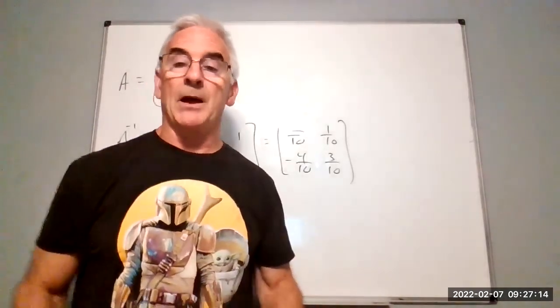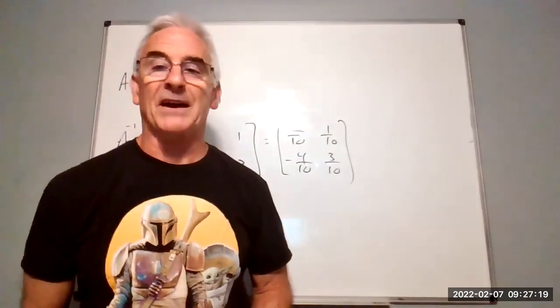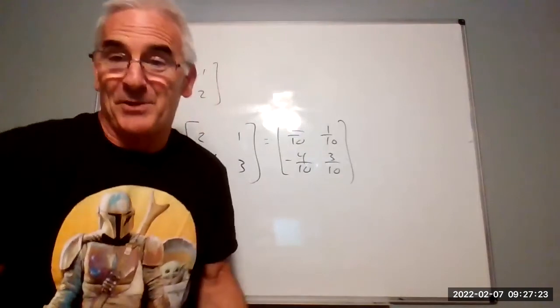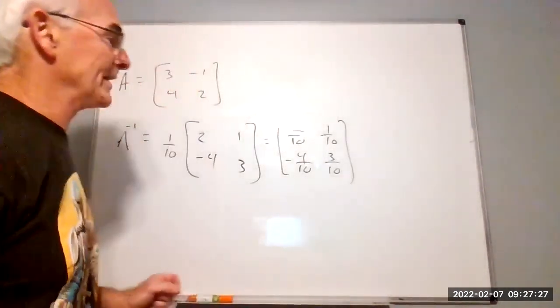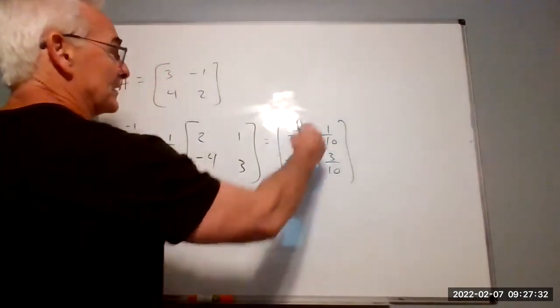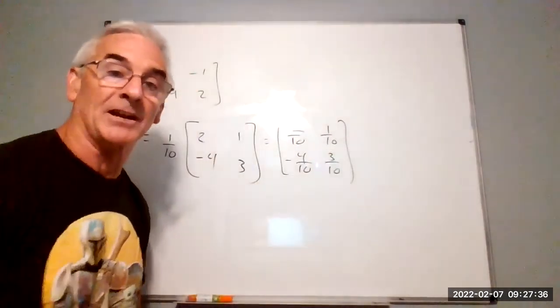Never skip this step. You're going to be finding inverses quite often in this course, and you're going to be right the vast majority of the time. But you might not be right 100% of the time because of arithmetic errors. So no matter what you're claiming is your inverse, always check the answer without exception. So I believe it's 2/10, 1/10, -4/10, 3/10. I believe that's the answer. How can I be certain?